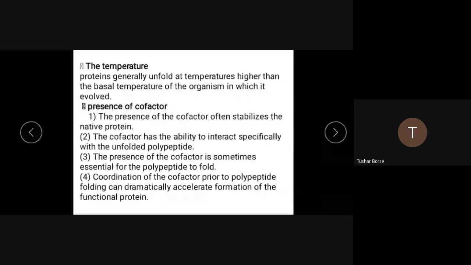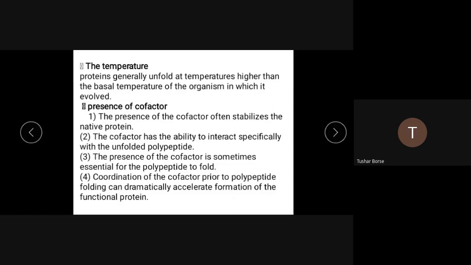Then next is temperature. Proteins generally unfold at temperatures higher than the basal temperature of the organism. So temperature is a very important part of protein folding. If temperature rises, then the protein gets unfolded and denatured.